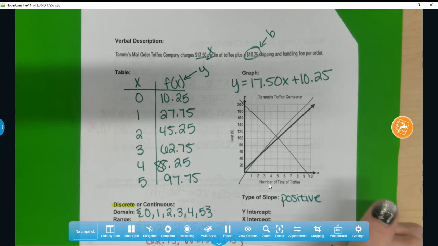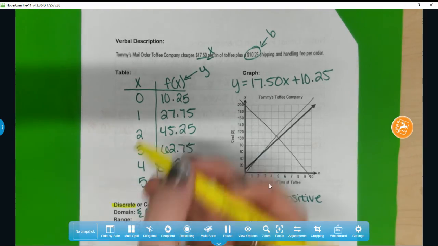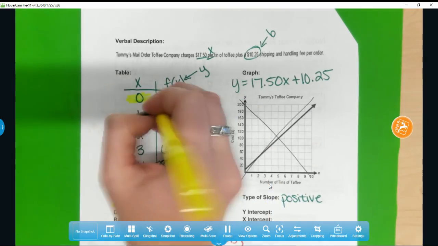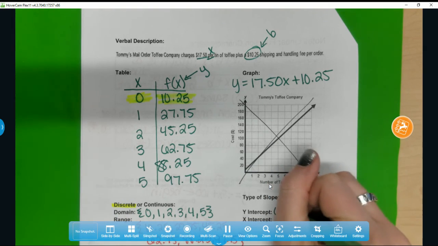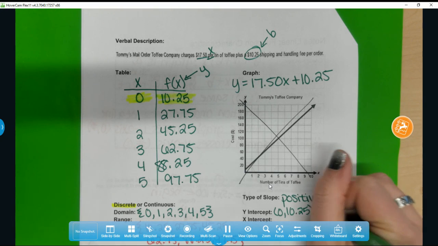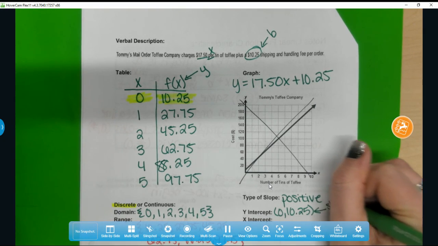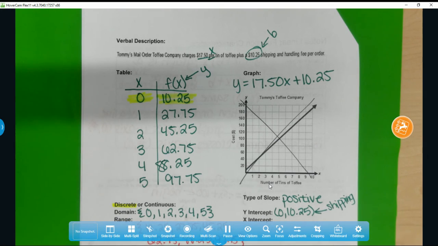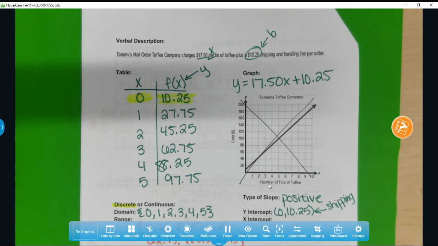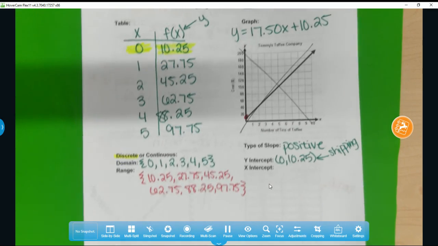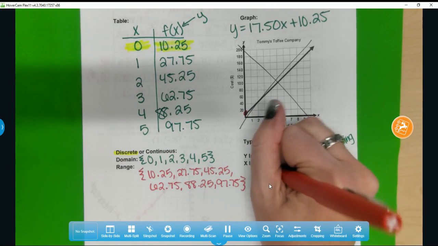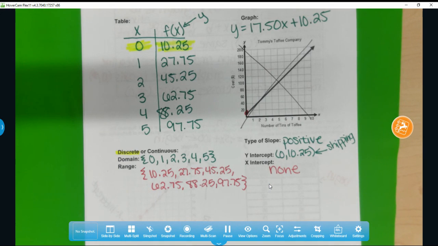Okay, my y-intercept in a table is always where x is 0. So the y-intercept is 0, 10.25. So that represents the shipping. Okay, in this one, since our graph is starting at 0, 10.25, it's never going to touch the x-axis. So for x-intercept, you would write none. Don't write 0. Go ahead and write none.